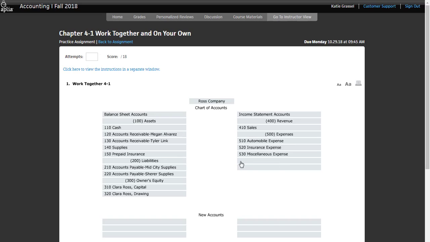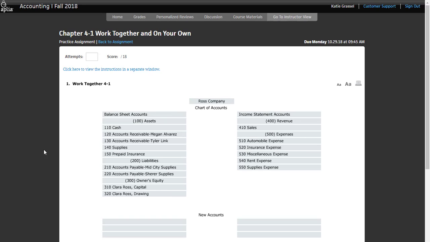Miscellaneous. 540, rent. 550, supplies. Same thing for supplies expense. When you buy supplies, do not record it using the account title supplies expense. Still use the account of supplies. We only use that account at the end of the fiscal year to record what we have used up. Okay?